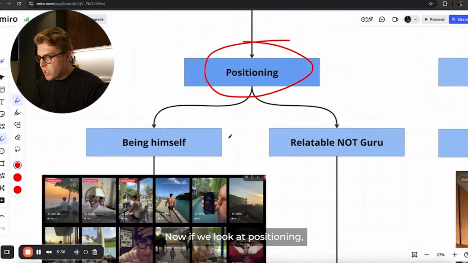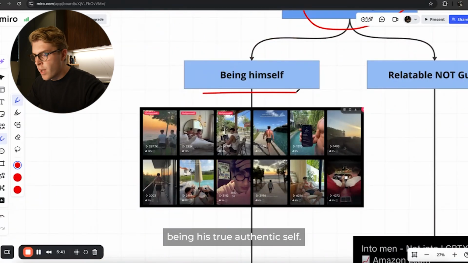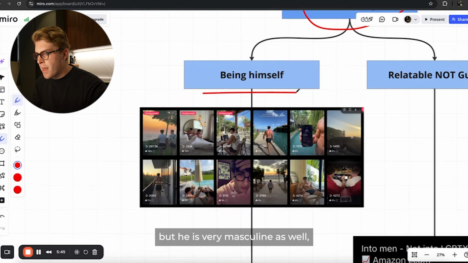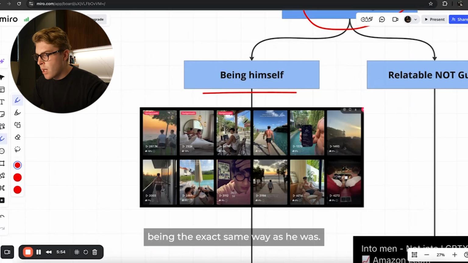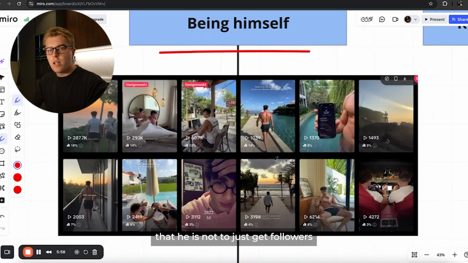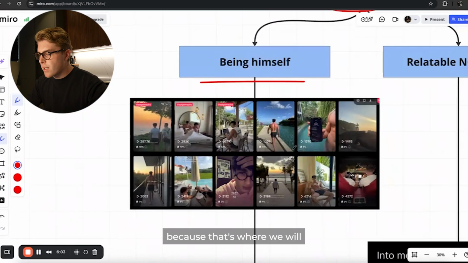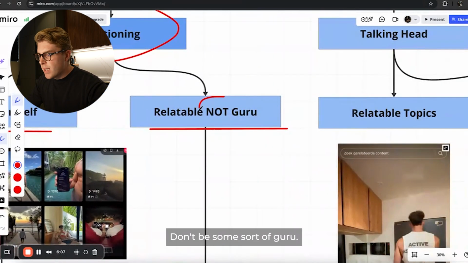Now, if we look at positioning, we need to make sure that for Jonny, we focused on him being his true, authentic self. Because Jonny is a guy who likes other guys, but he is very masculine as well. And he didn't really have a community for it, and he didn't really have like-minded people that were thinking the exact same way and were being the exact same way as he was. So instead of trying to be someone that he is not, to just get followers that he doesn't even resonate with, we really focus on him being his true authentic self, because that's where we will attract the right audience to his page. Relatable, don't be some sort of guru.